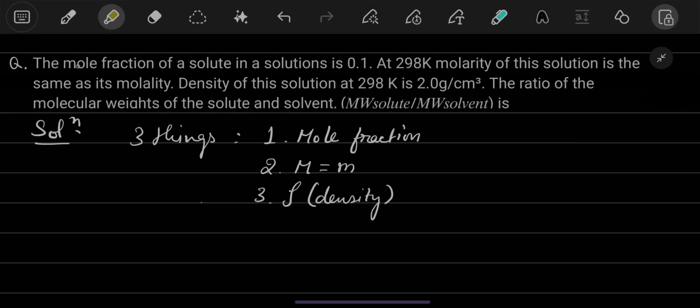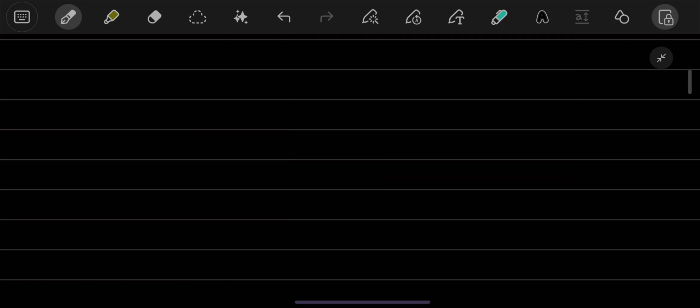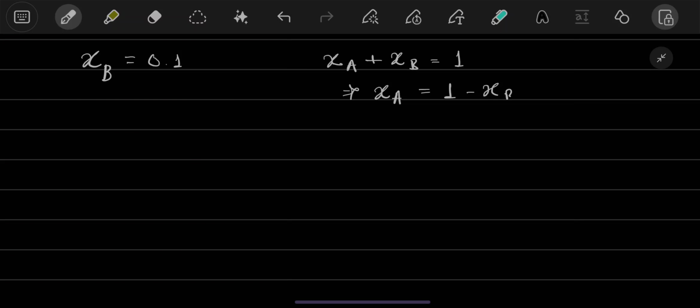So we start with the first task, that is mole fraction of the solute is 0.1. We'll write as it is, that is mole fraction of the solute, that is chi B. We denote solute with B and solvent with A. So chi B is given as 0.1. We also know that mole fraction of solvent plus mole fraction of solute is equal to 1. From here we can find the mole fraction of solvent, that is chi A is equal to 1 minus chi B. From here we get chi A is equal to 1 minus 0.1. Therefore, chi A is equal to 0.9.